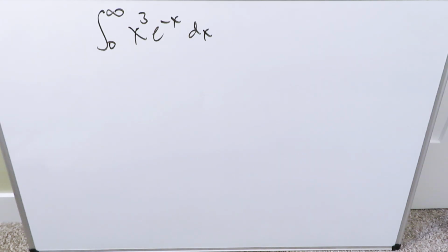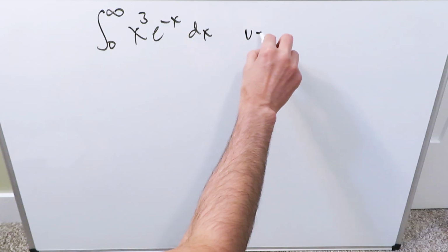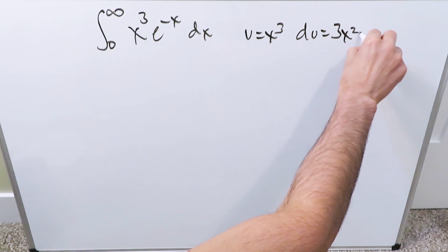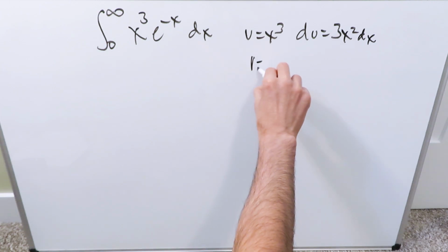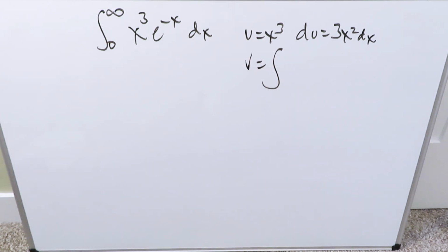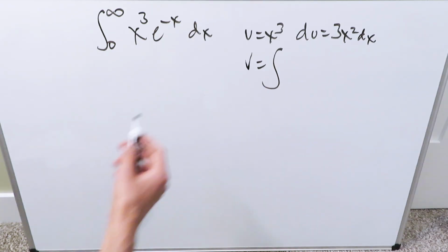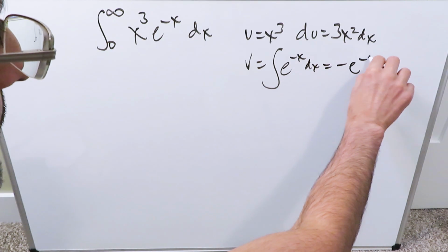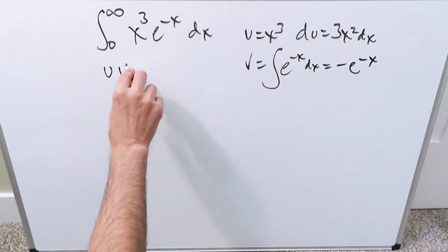For your integrating by parts technique, you will do u is equal to x cubed, then du is equal to 3x squared dx. You'll do v is equal to the integral of what remains. You know this right here is integral to your procedures for the integrating by parts technique. It's e to the minus x dx, and that's minus e to the minus x.